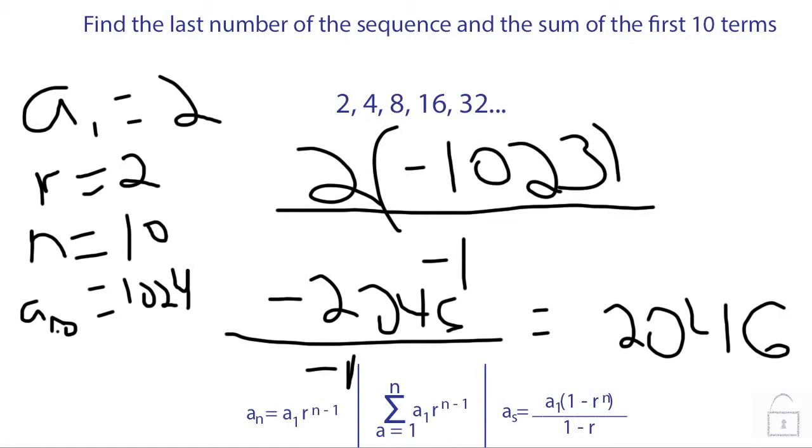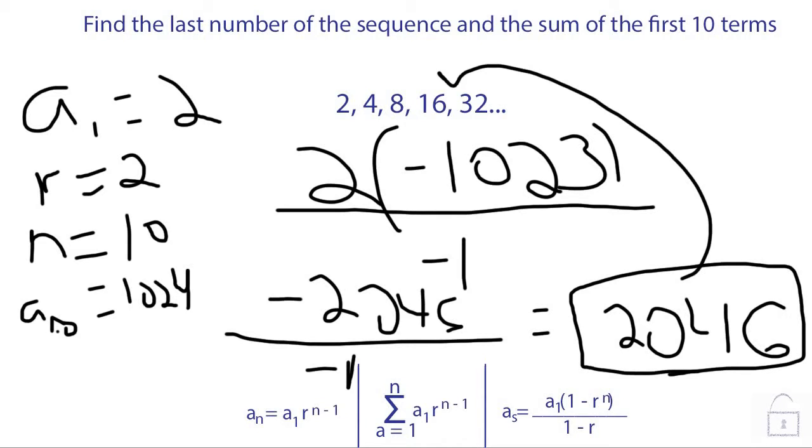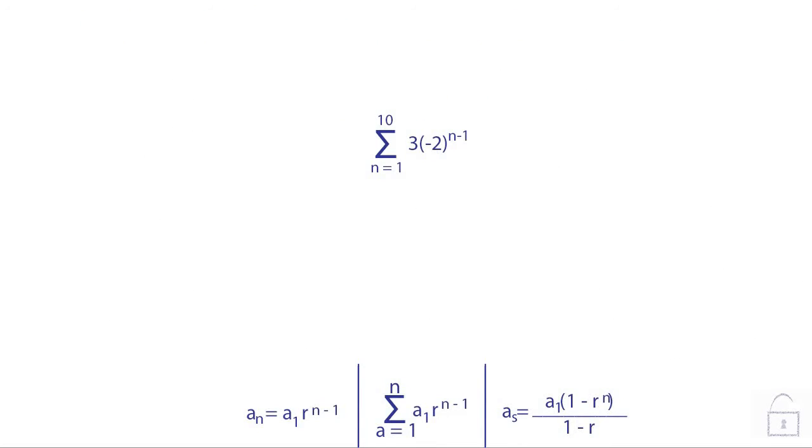So that is the total sum for the first 10 terms of this sequence. Alright, let's move on to the next problem. Here we have our last practice problem, and you can see that it's a sigma notation.